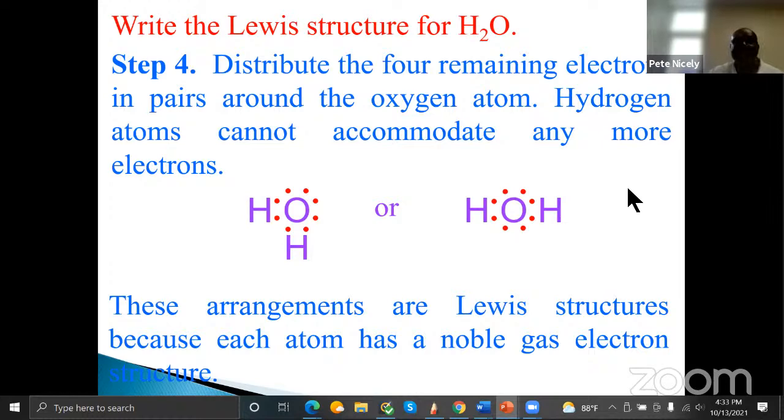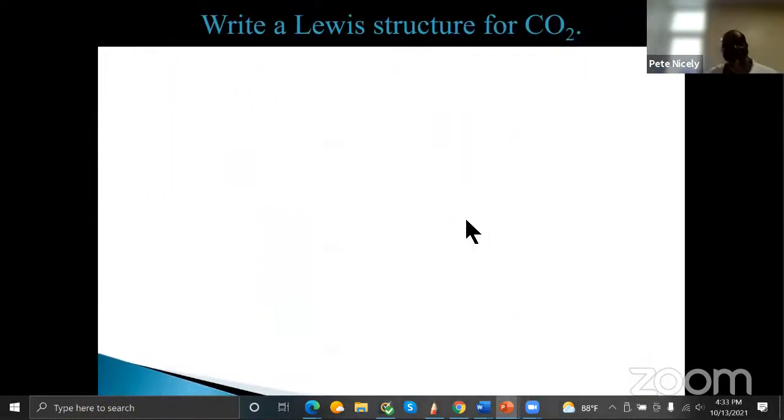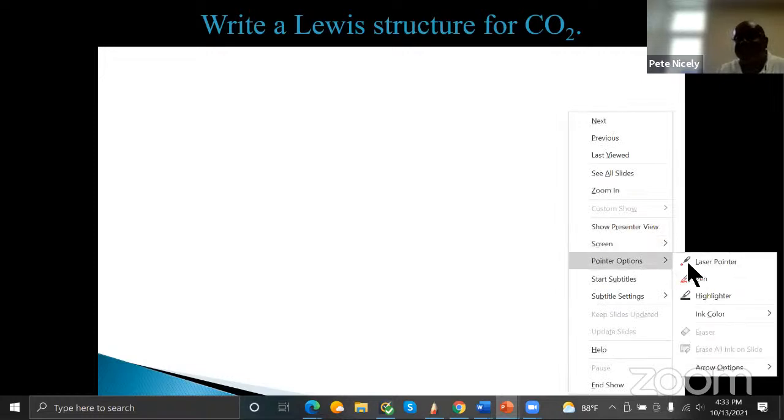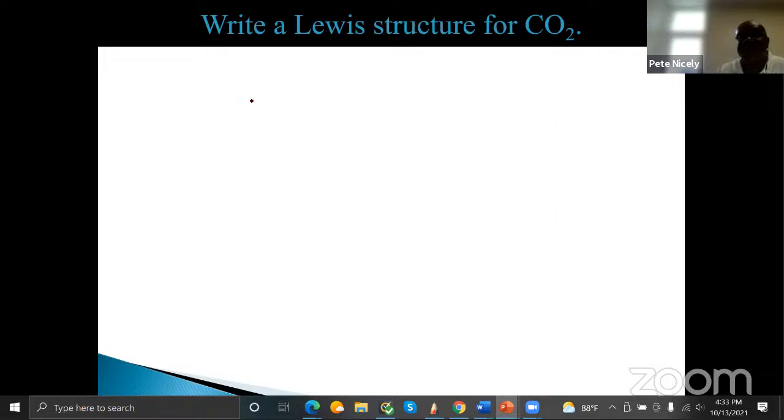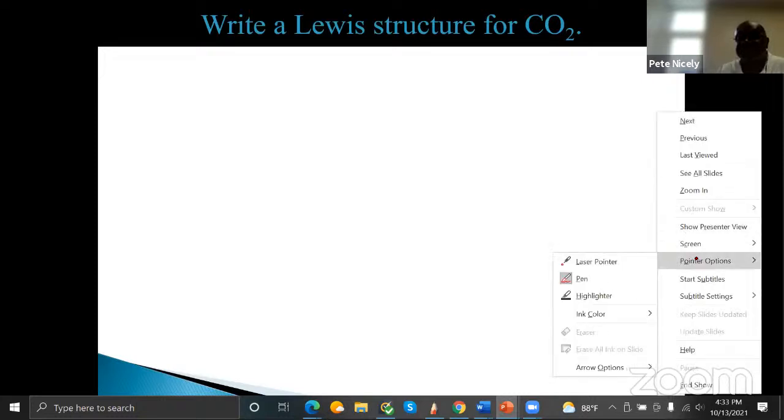Okay, so let's look at this example here. What I'm going to do is show you how I would normally do it and how I expect you to do it as well. So in this case, we're dealing with carbon dioxide. In fact, let me do this.